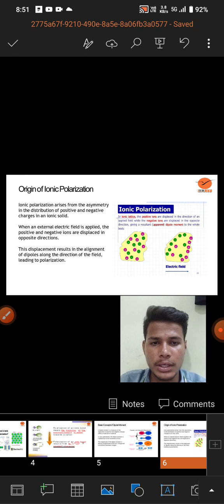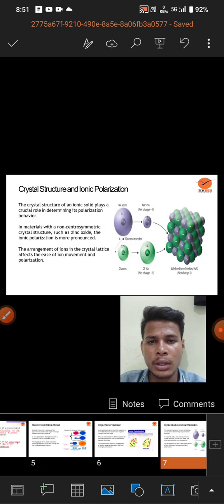The two pictures: electric field, crystal structure, and ionic polarization. The crystal structure of ionic solids plays a crucial role in determining its polarization behavior. In materials with a non-centrosymmetric crystal structure, such as zinc oxide, the ionic polarization is more pronounced. The arrangement of ions in the crystal lattice affects polarization.